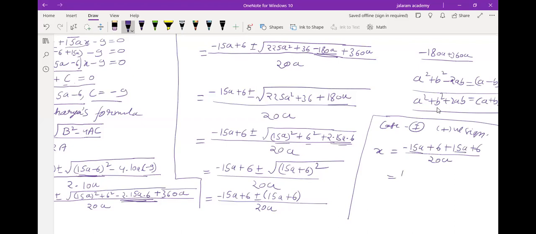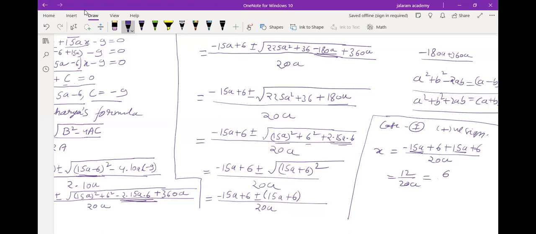And 6 plus 6, 12 by 20. I have told you that don't cancel by drawing these types of line. Instead, you can draw and you can underline these two which are cancelled out. Minus 15a plus 15a, right?